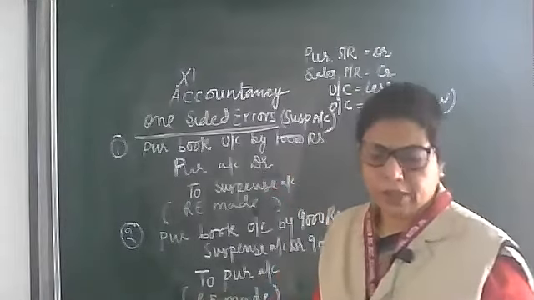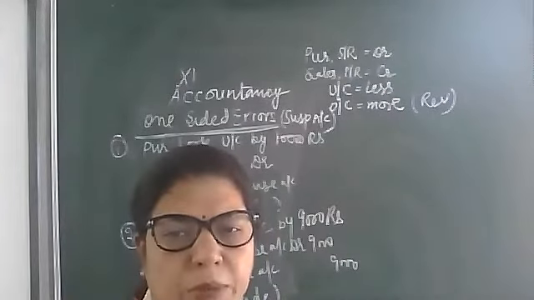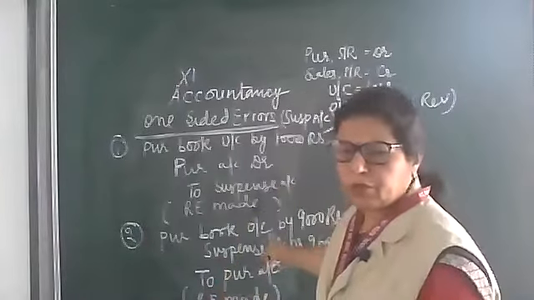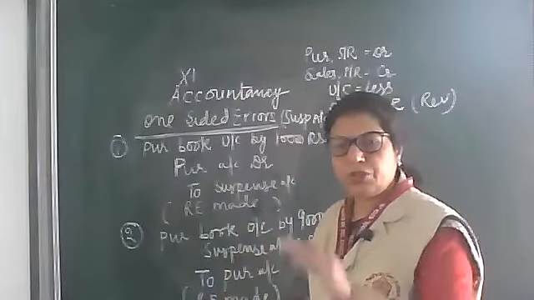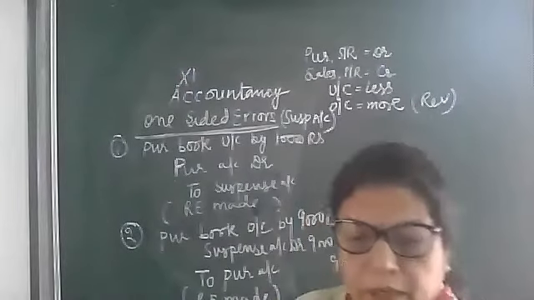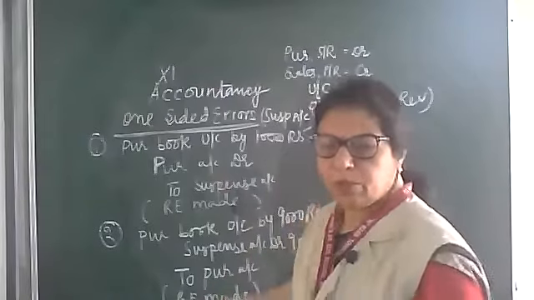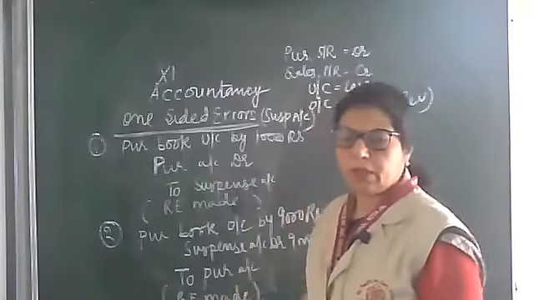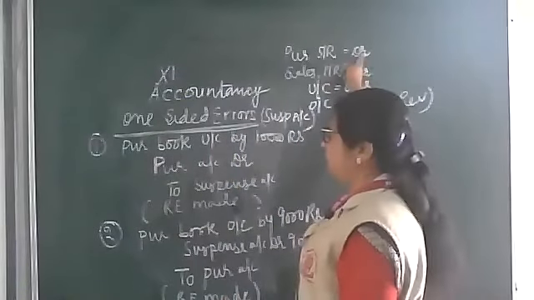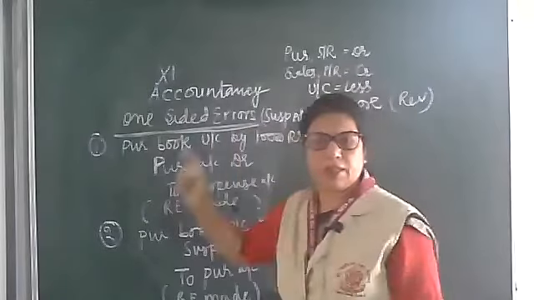Got it? Rectification entry made. Now note down please. In case of overcast, just do the reverse entry. The board is visible, I am sure. Now see, in case of undercast, that will be debited. In case of overcast, that will be the reverse entry.